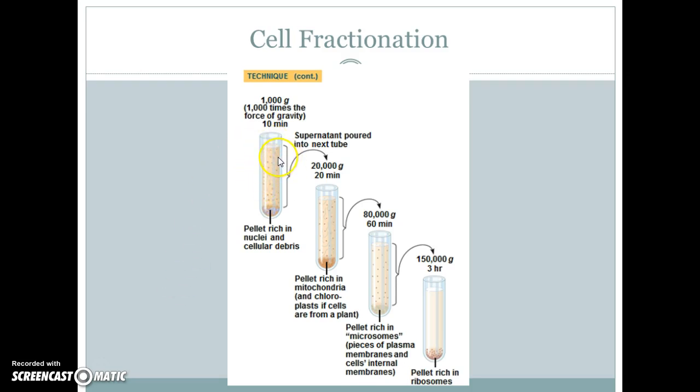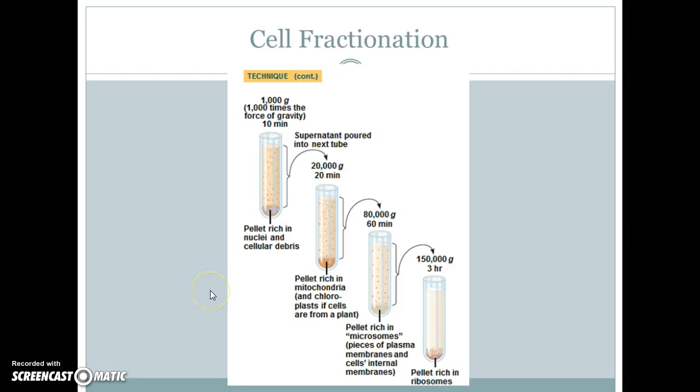Looking at the first one here, it's set at a speed of 1,000 Gs, or 1,000 times the force of gravity, for 10 minutes. And we have a separation going on. This one happens to be the study of nuclei. 1,000 Gs, that's pretty insane. So that's a really good centrifuge, actually. But looking as we get further and further down, spinning up to 150,000 Gs over the course of 3 hours, that's wow, that's insane.